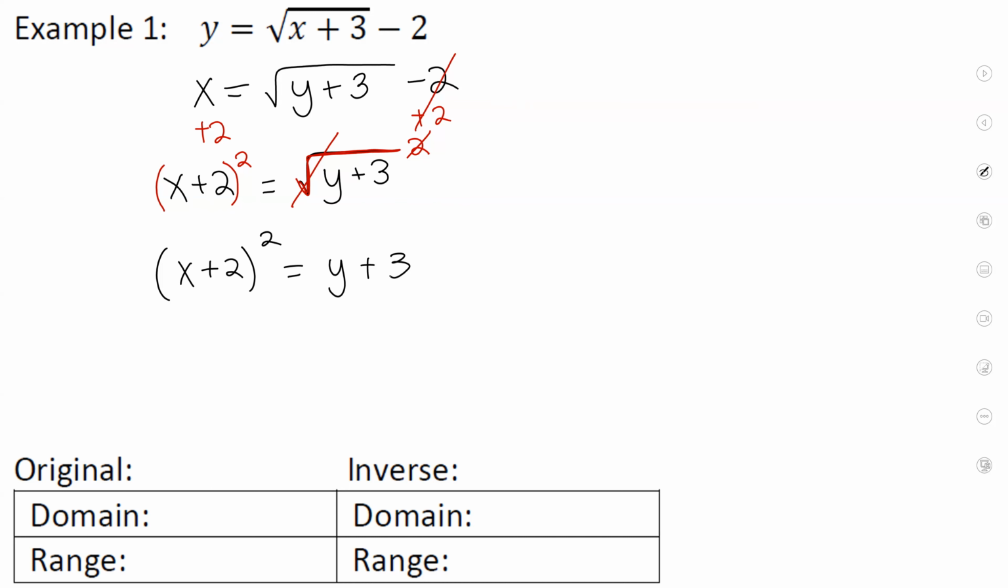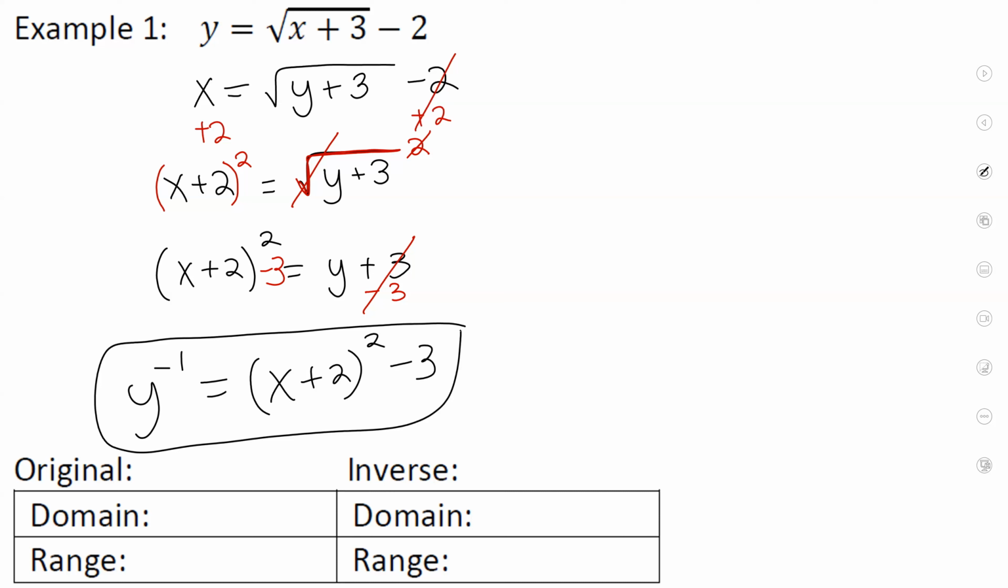Now, what's the final thing that I have to do to get y by itself? Yes, subtract 3. So if I subtract 3, 3 minus 3 is 0, that's gone, and then subtract 3 from this side. So my final answer is x plus 2 squared minus 3. That's the inverse. So put the inverse symbol. The inverse symbol has the little -1 on it. This is the inverse symbol.